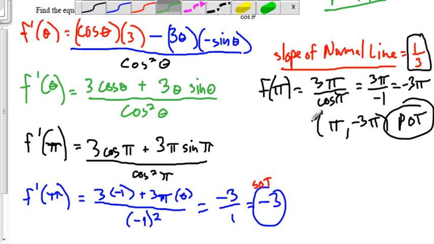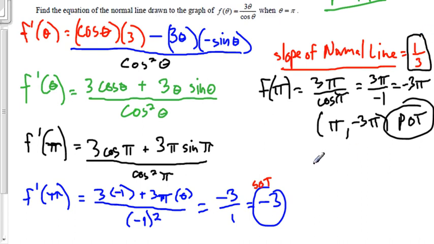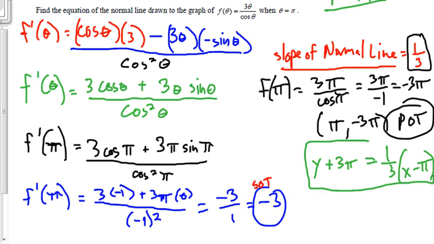And now we can write my equation of the line. y minus y1, which will be y plus 3 pi, is equal to the slope, 1/3, times x minus x1, which is just pi. Perfect. And that'll be it for part 4.